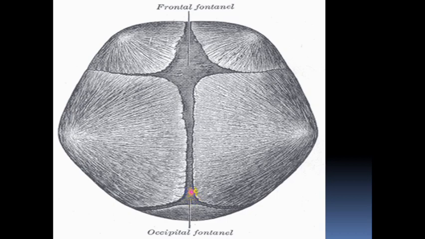The posterior fontanelle, as you see, is small in shape and is also known as the lambda. This is the point of junction of the sagittal suture with the lambdoid sutures, and it is usually ossified at term.